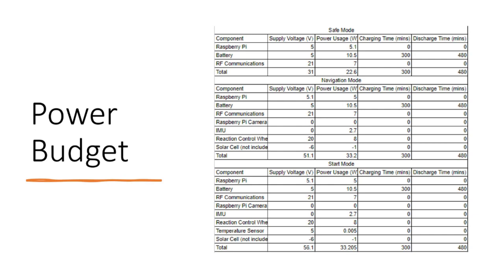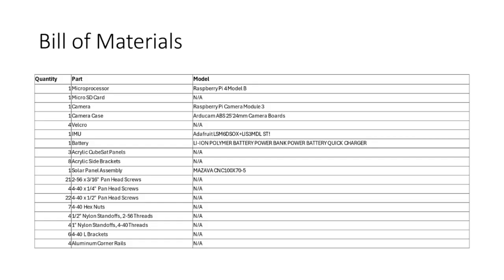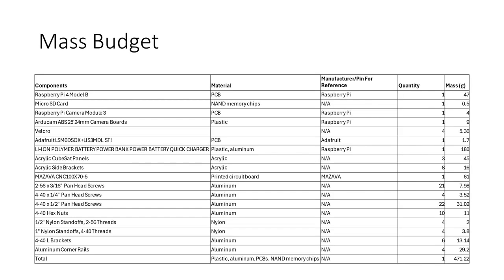Our CubeSat used a variety of materials, including acrylic panels, PCBs, solar panels, and various aluminum brackets. The total weight of our CubeSat is 471.22 grams.